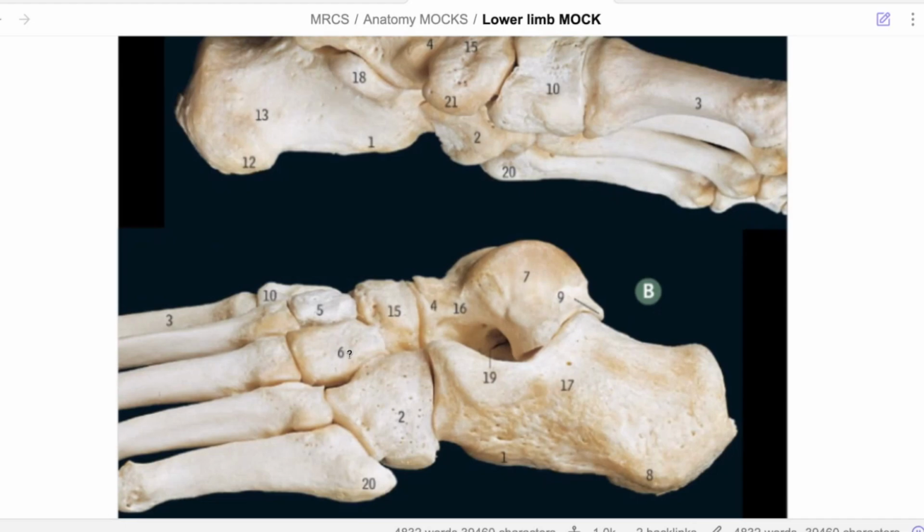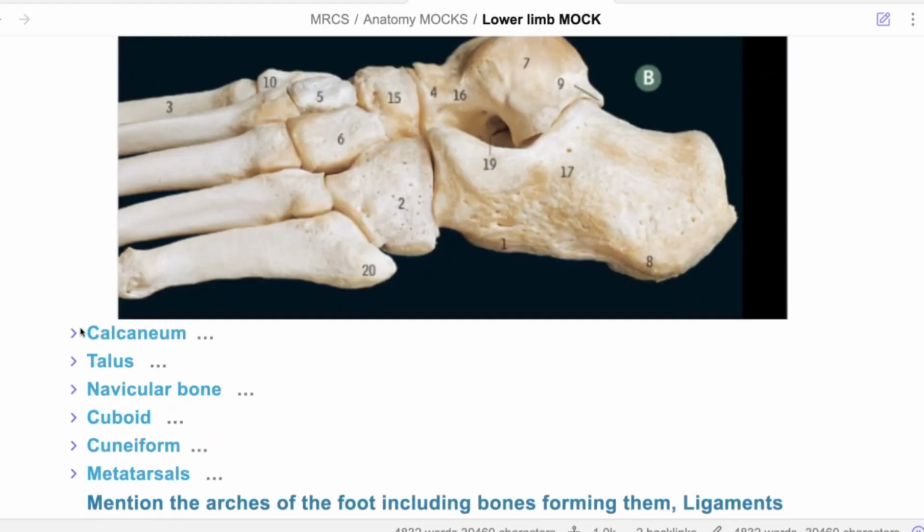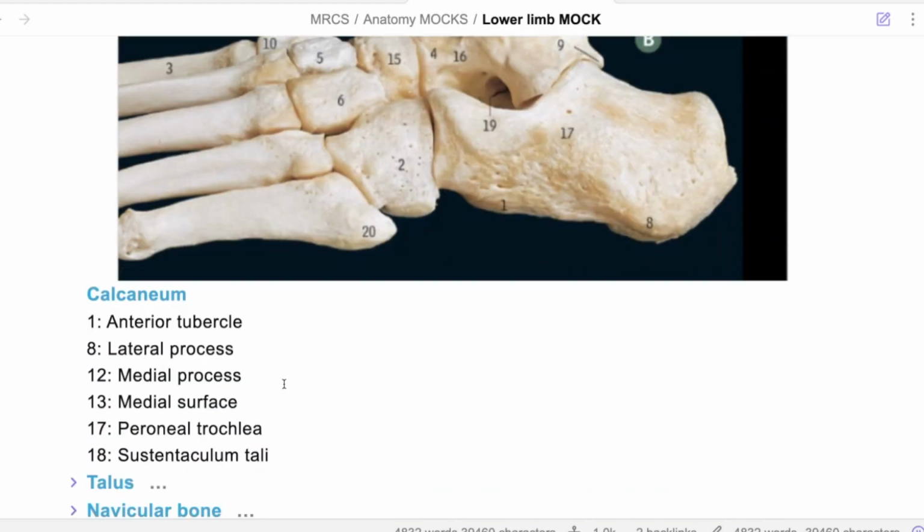What is 6? So 6 is lateral cuneiform. Is it lateral or medial? Sir, it's lateral. What is 5? So 5 is intermediate cuneiform. What is 2? So that's cuboid. Cuboid bone. Excellent.